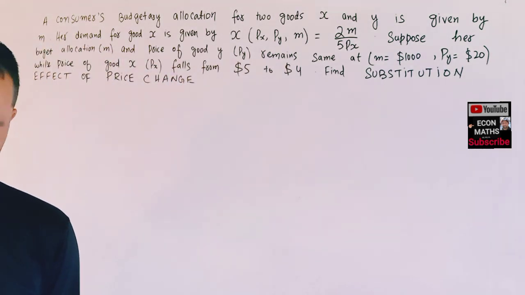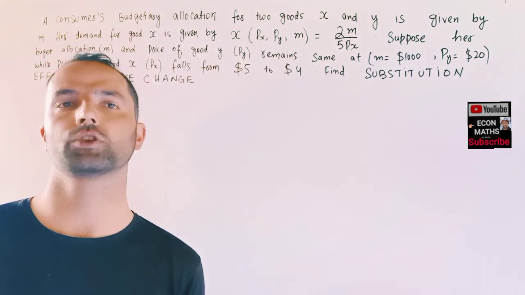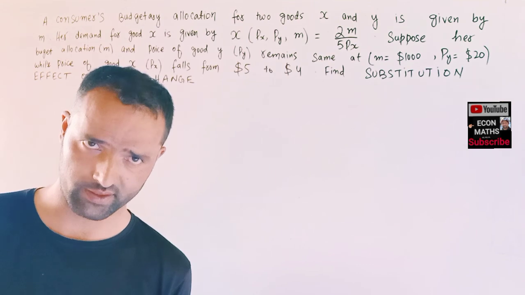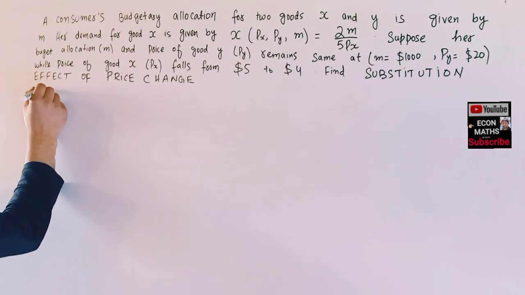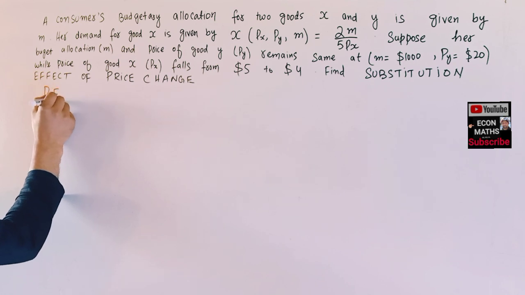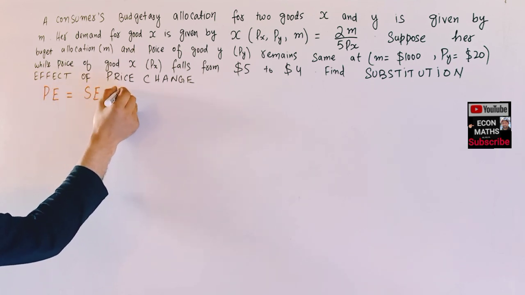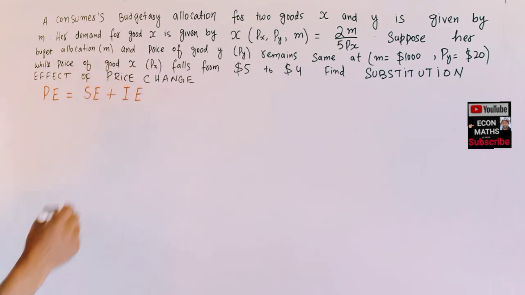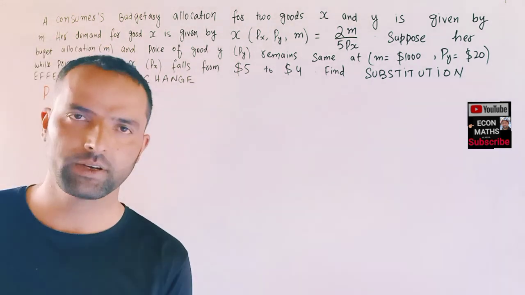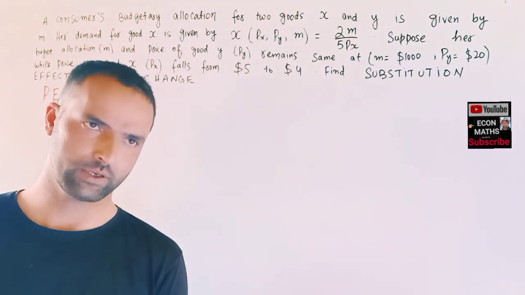We know that the price effect or price change is composed of two things, the substitution effect and the income effect. Let me write it here. The price effect is equal to the substitution effect plus the income effect. This is from the Slutsky equation. I have explained the Slutsky model in the earlier videos. You can check that out there.